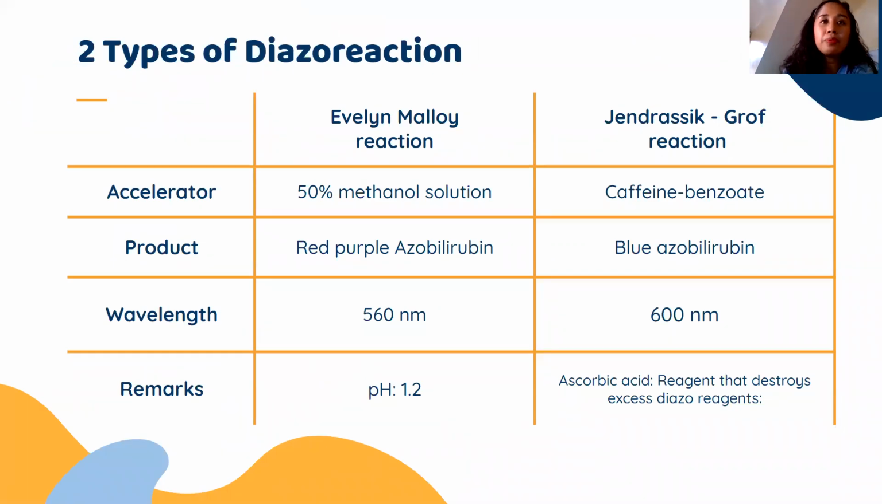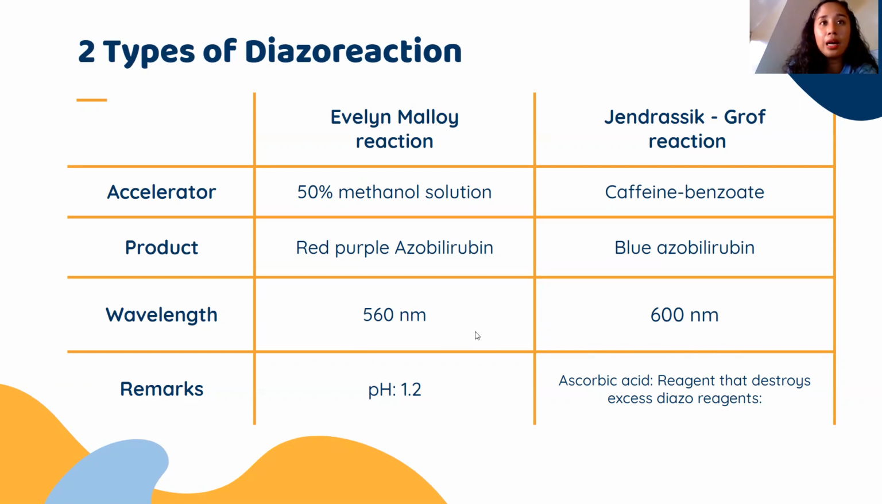Okay, so we have two types of diazo reaction: the Evelyn-Malloy reaction and Jendrassik-Grof. I think in your module, the test is the modified Jendrassik-Grof. The accelerator for Evelyn-Malloy is methanol, while for Jendrassik we have caffeine benzoate. Instead of blue or purple azobilirubin, Evelyn-Malloy gives red-purple, and Jendrassik gives blue. The wavelength to measure the product is 560 for Evelyn-Malloy and 600 for Jendrassik.